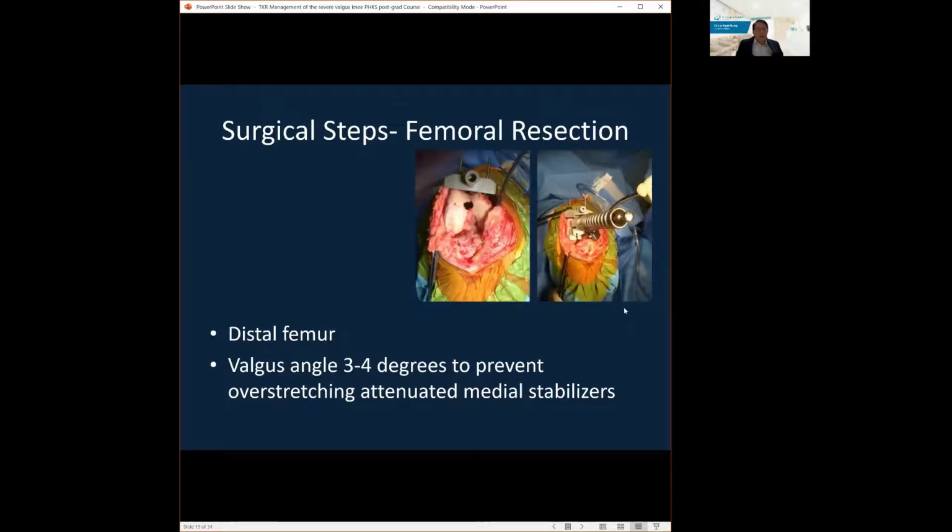So after the exposure, the first step, the distal valgus cut is often set at 3 to 4 degrees to prevent overstretching the attenuated medial stabilizers. We set 3 to 4 degrees in comparison to the normal 5 to 6 degrees that we normally set for a varus knee.